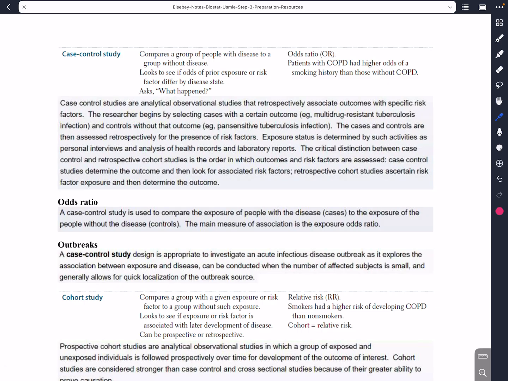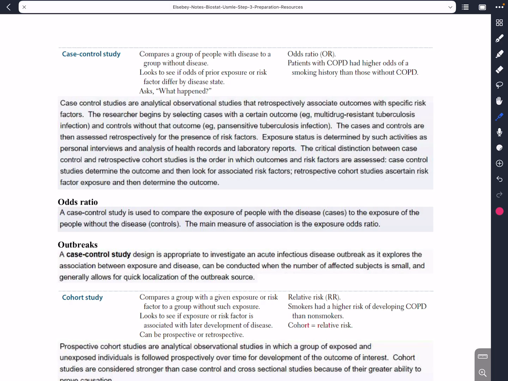Case control study means that you are comparing a group of people with disease to a group of people without the disease. And so case control will always test for odds ratio. So case control studies are analytical observational studies that retrospectively associate outcomes with specific risk factors.